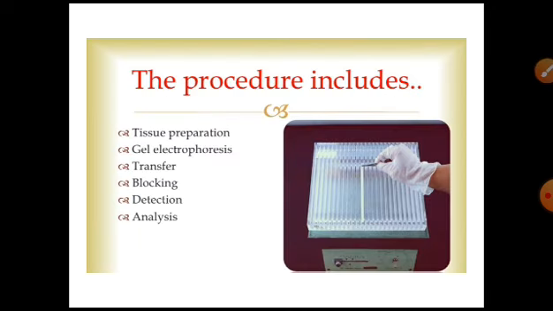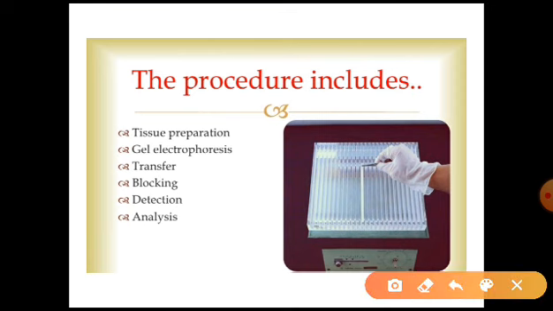So here is the process where the tissue preparation is done. Next, gel electrophoresis. After that, the proteins are transferred according to their molecular weight. Then the blocking of the proteins. Detection with the help of radioimmune assay or labeled antibodies. And finally, the analysis.